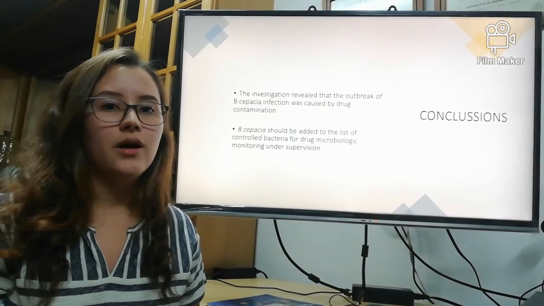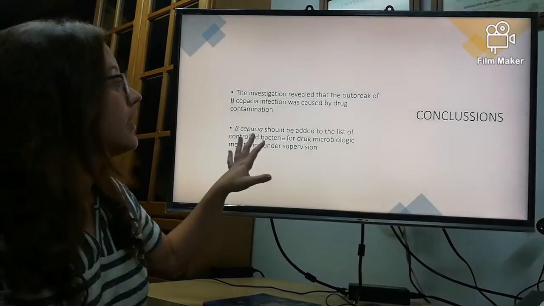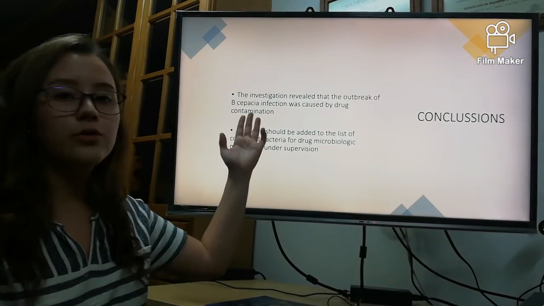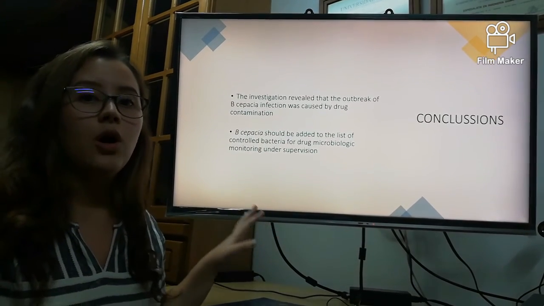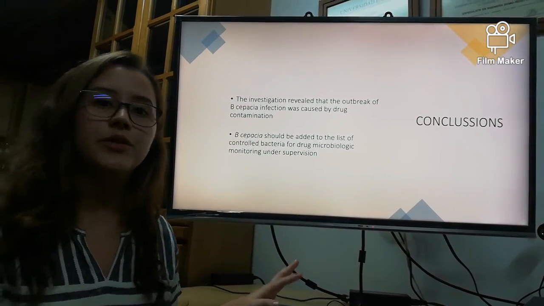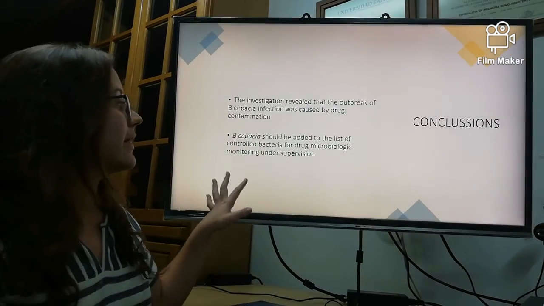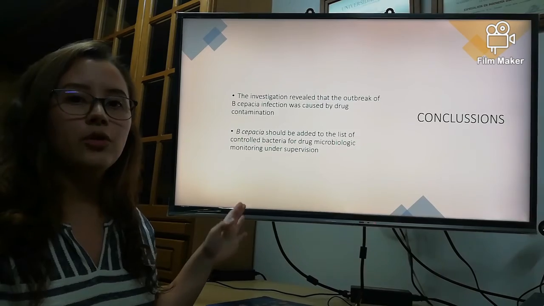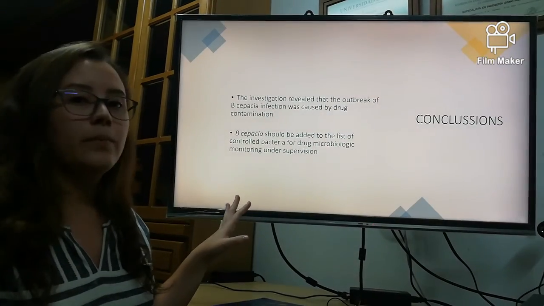The conclusions are: the first one, the investigation revealed that the outbreak of Burkholderia cepacia infection was caused by drug contamination. And the second one is that Burkholderia cepacia should be added to the list of control bacteria for drug microbiologic monitoring under supervision.